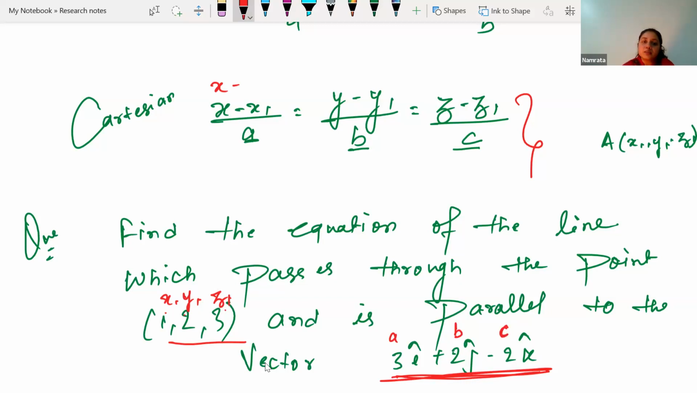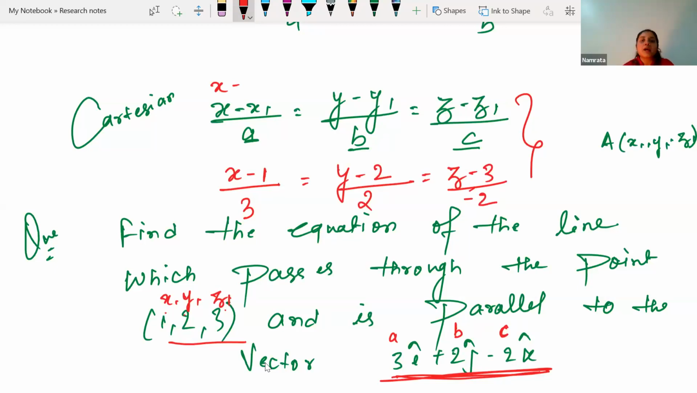Okay, so let's write the equation of the line. Easily we will be able to write: the equation of the line will be x minus x1. What is our x1 value? 1, over the a value, which is 3, is equal to y minus y1, what is the y1 value? 2, over the b value, that is 2, is equal to z minus z1. z minus z1 is 3, over the c value, that is negative 2. So the Cartesian form for the equation of the line will be this one, which I have written over here and am just keeping in a rectangular box.